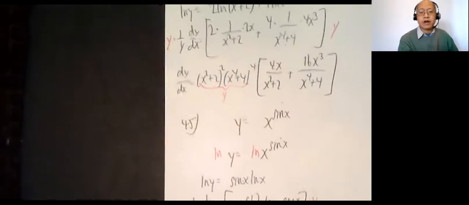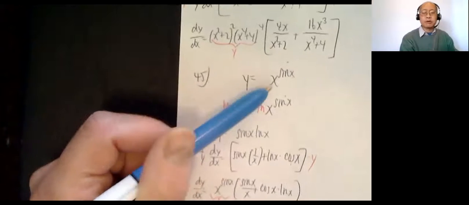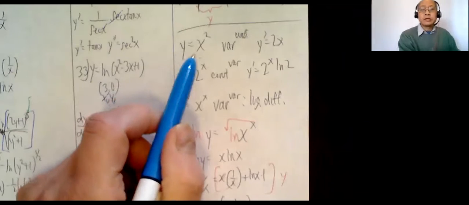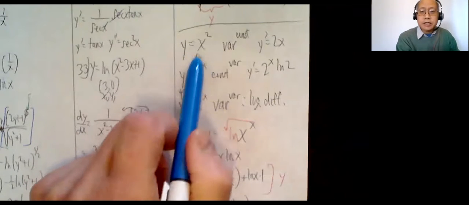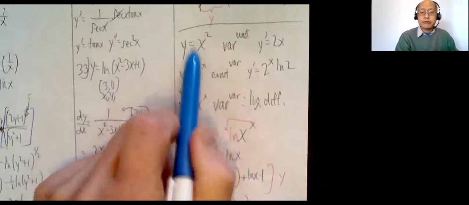I was going to show you 45 also. This falls under the category of a variable raised to a variable expression. So remember, when you have a variable to a variable, you have to do logarithmic differentiation. So I can quickly review what I showed you last time. I showed you this the other day. If you have a variable to a constant, like x squared, that's the power rule. So the derivative is 2x.